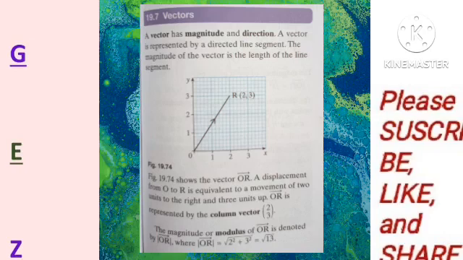Now, a displacement from O to R is equivalent to a movement of 2 units to the right and 3 units up. So it's just like we are making use of Cartesian coordinates. And OR is represented by a column vector, which can be written as (2, 3). Now, this column vector is used to represent the vector, and the magnitude, or the modulus, of the vector is the square root of the sum of the squares of each of these coordinates.